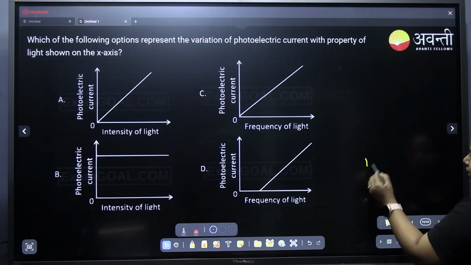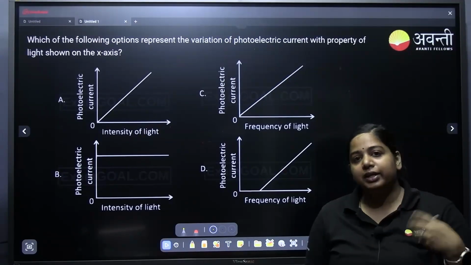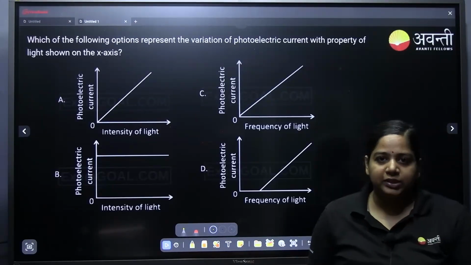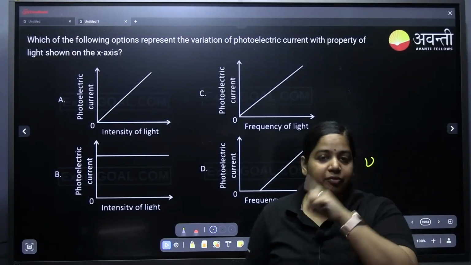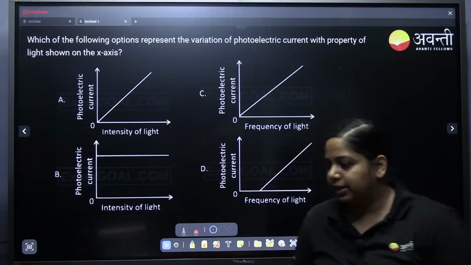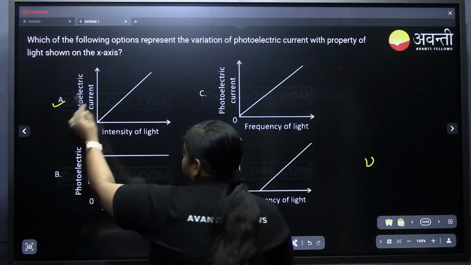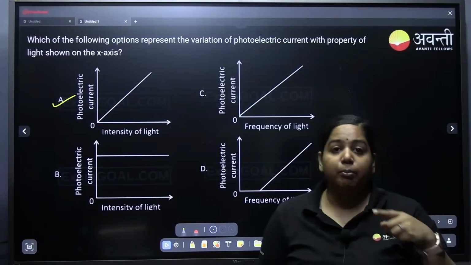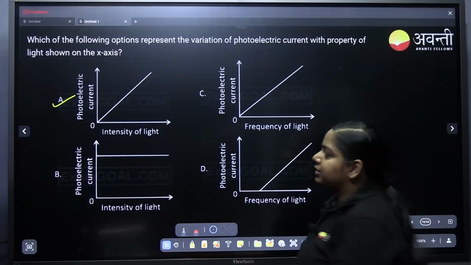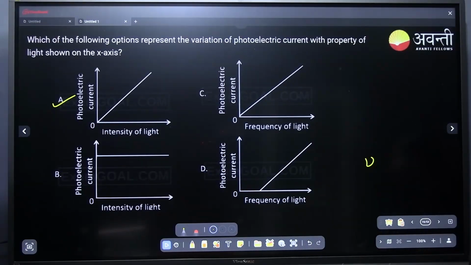Now frequency gives the kinetic energy of electrons only. If we increase the frequency, current is not going to change, only the kinetic energy of the electron will change. But intensity means, when we saw the formula, we saw the number of photons. Yes, option A is the correct answer. So intensity increases, number of photons increase, number of electrons emitted will increase, current will increase. Option A is the answer. Everybody understood?